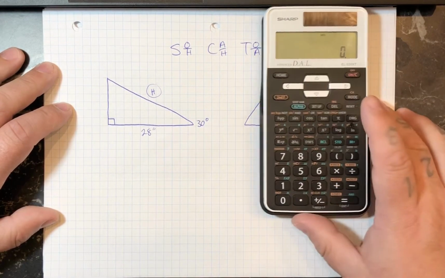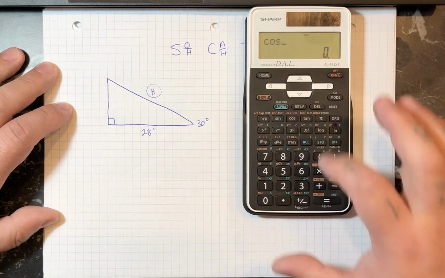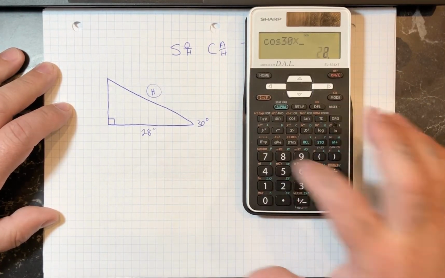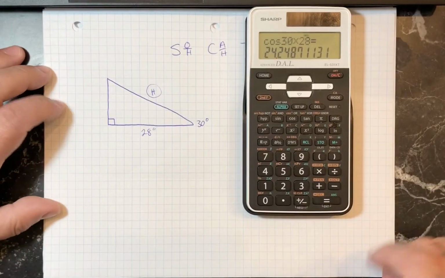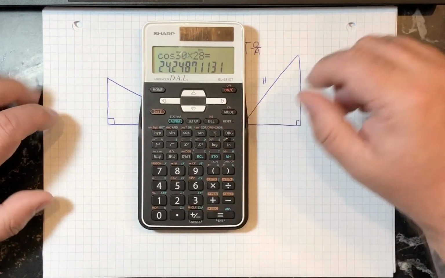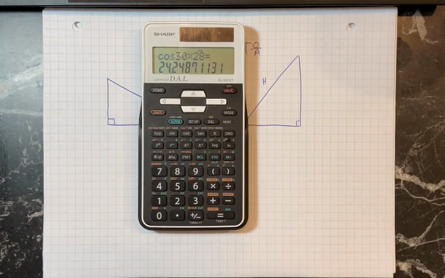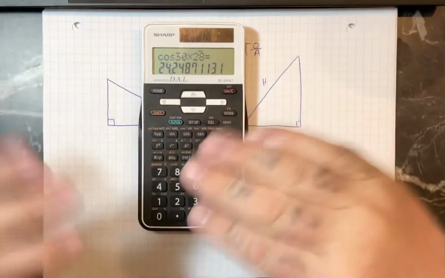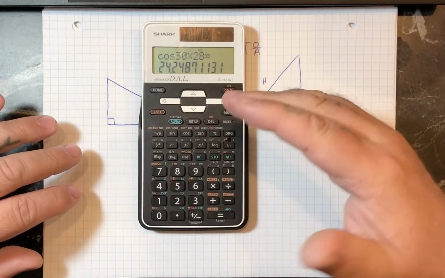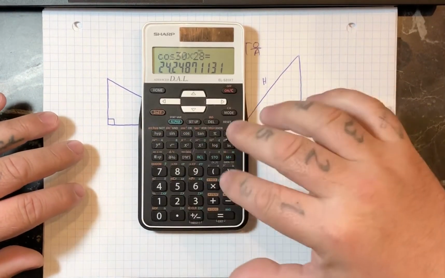So if I go cosine 30 times 28 equals, I don't know if you guys can see that, 24.2487. Now I did this one wrong on purpose because that's what people will automatically do, is multiply first.